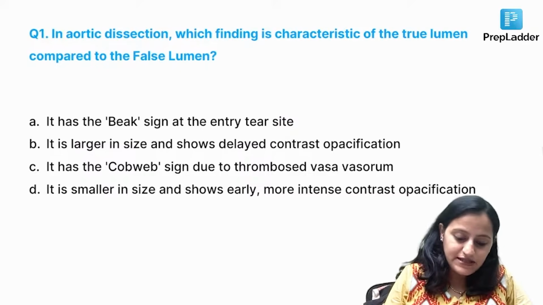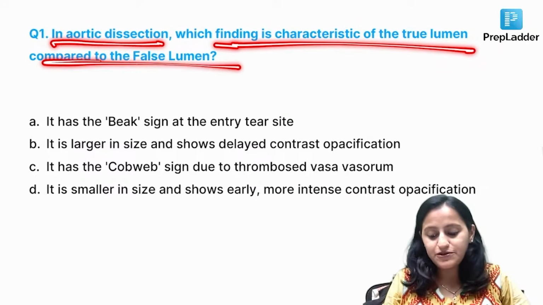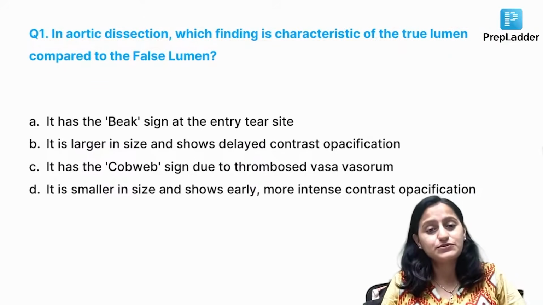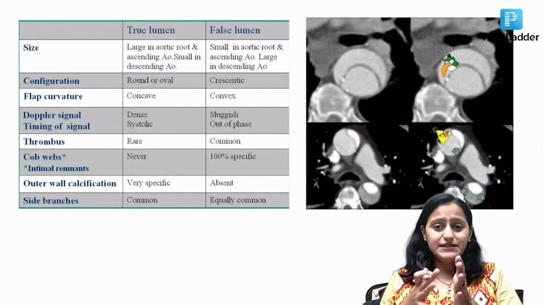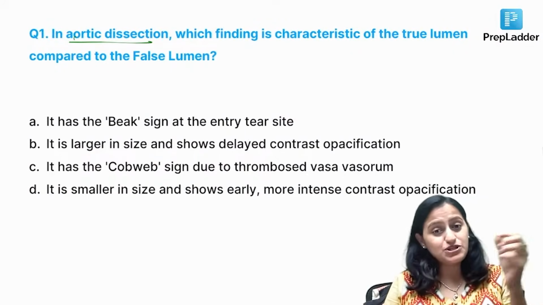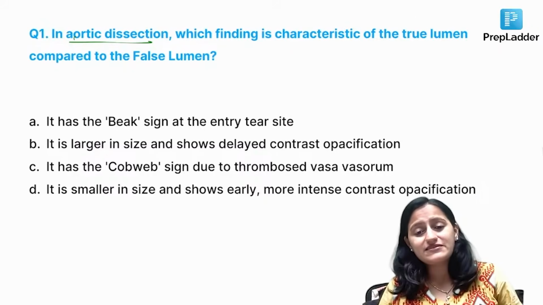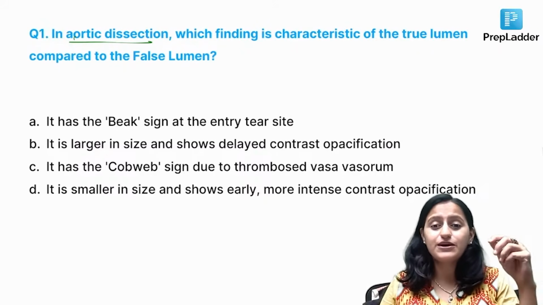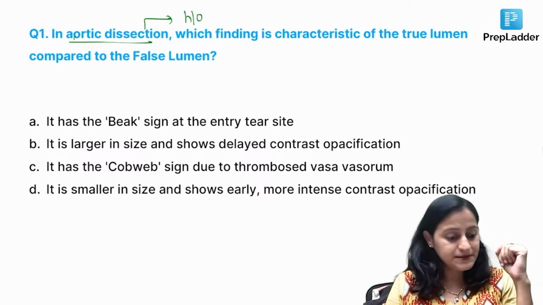The first question that we have is, in aortic dissection, which finding is characteristic of true lumen as compared to the false lumen? Right, so let's have a look at this one. Aortic dissection is where there is an intimal tear in the aorta. Can you tell me what is a very important background history or risk factor that's generally given in a clinical question in aortic dissection?